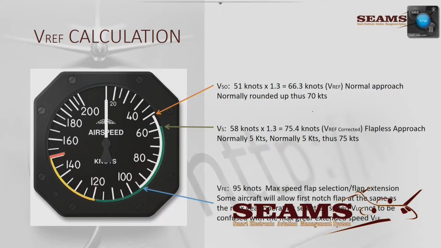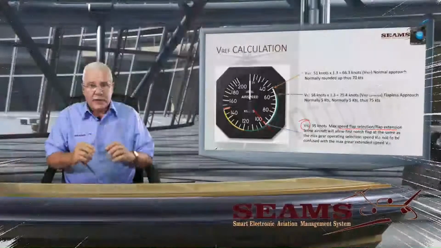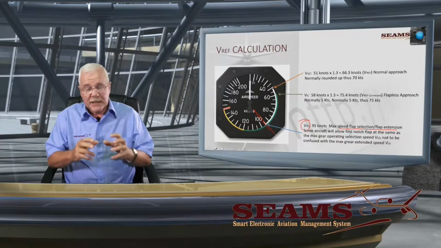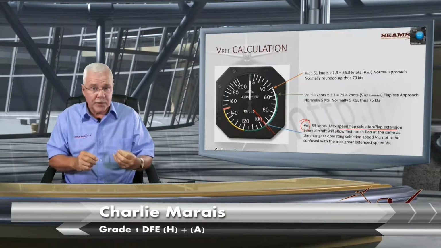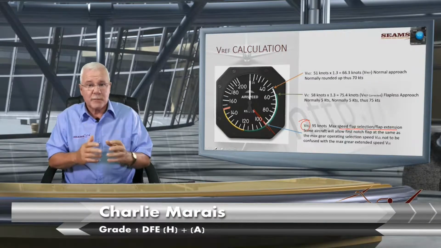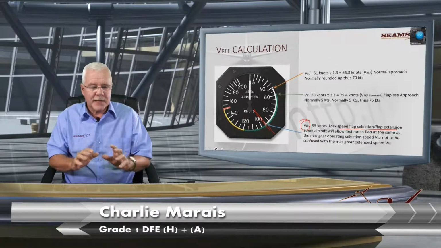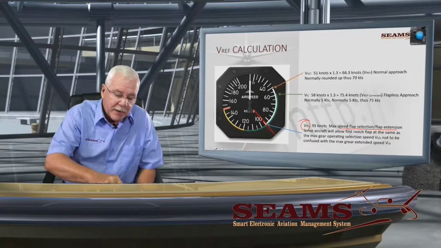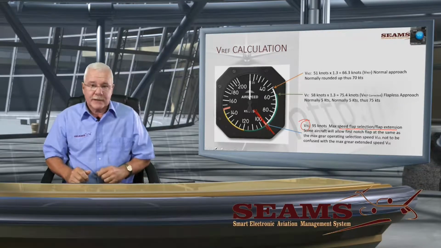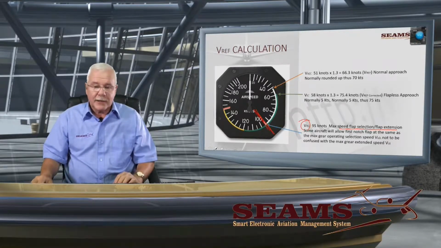Now, if we have a look at the VFE, remember here, and you can see here nicely that's 95 knots, maximum speed for flap selection or flap extension. Now, it is true that in some aircraft you can extend the first notch of flaps with the undercarriage, so when your maximum speed for undercarriage selection could also be the first flap. Not in this case. In our case, remember, we are going to honor the white line in whatever we do.